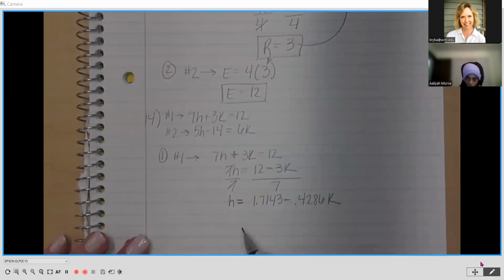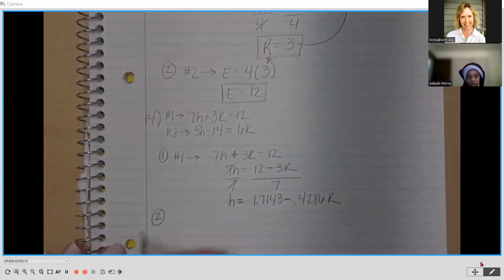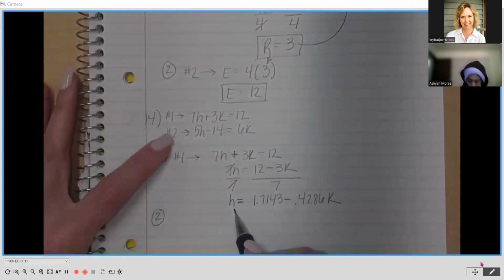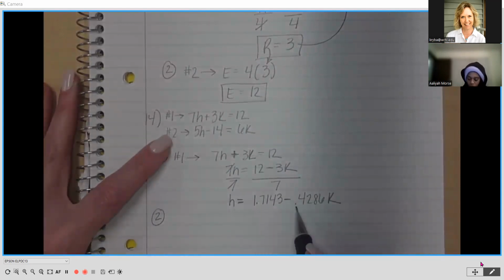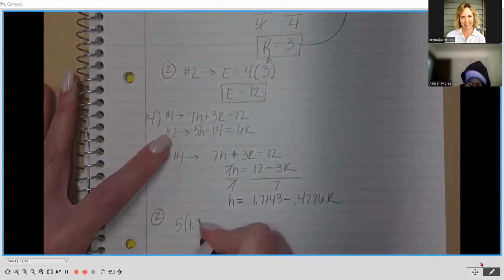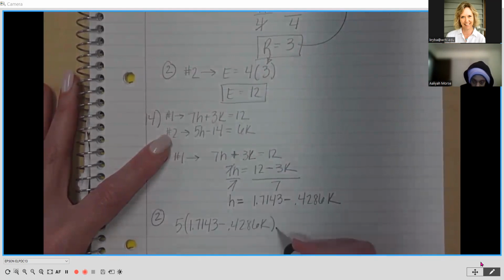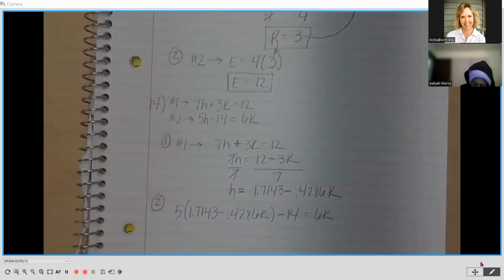Okay. So I've got my h now in terms of k. Now I'm ready for my next step. Since I used equation number 1 here, wherever I see h in that second equation, I'm going to substitute this, okay? So I'm going to do 5 times 1.7143 minus 0.4286k, minus 14 is equal to 6k. Okay. And then now we distribute, okay?